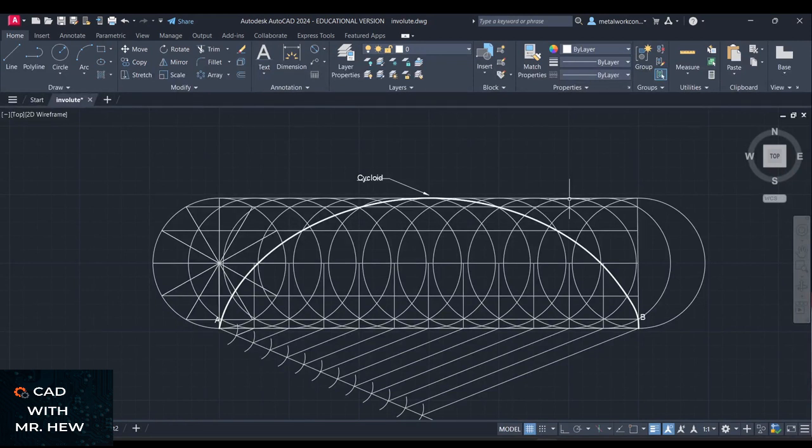This is a cycloid. So this brings us to the end of today's video. In today's video, we looked at the construction of the cycloid. In the next video, we'll be looking at first angle projection.